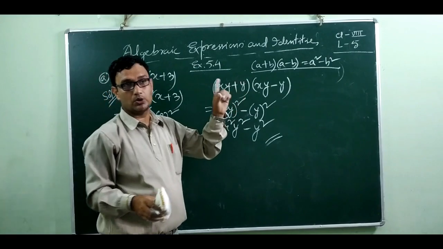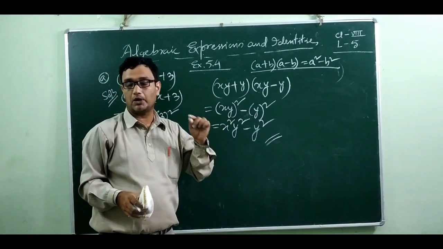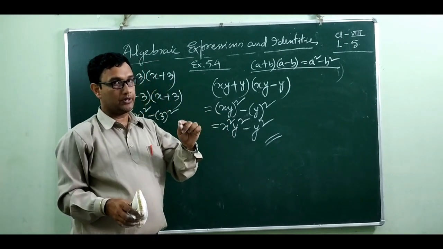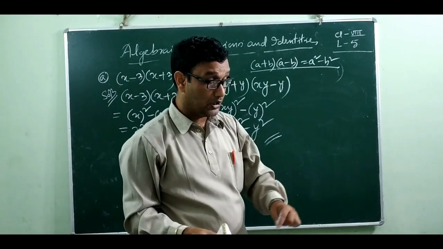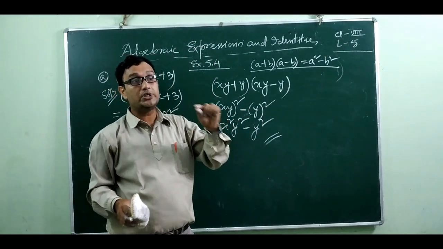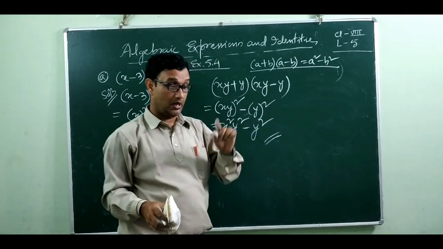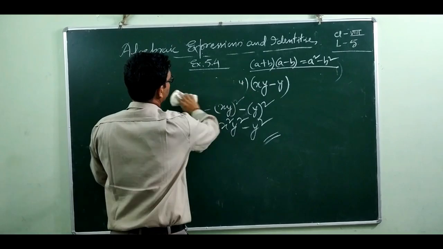The first question you will solve using identity 1, the second question using identity 2, and the third question using identity 3. Now from question number 4, 5, all the remaining questions are given. You have to think yourself which identity you are going to use. By looking at the question you have to understand. Suppose for example I will solve one question here.